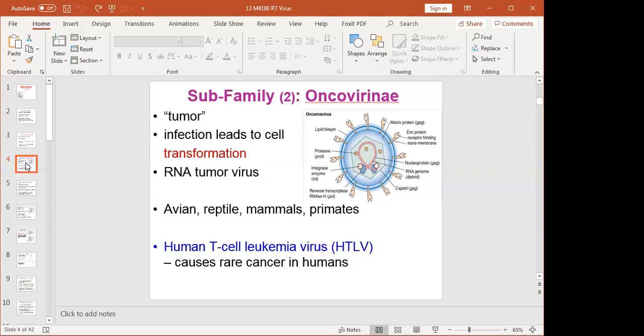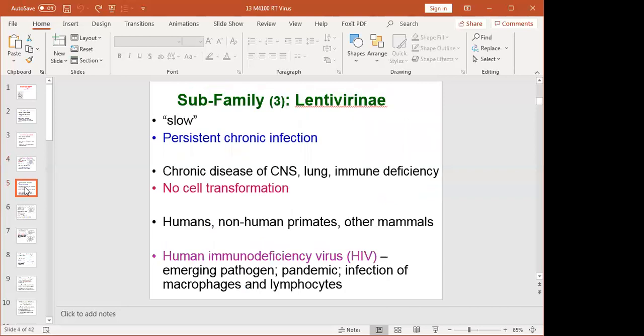So these are RNA tumor viruses, with a rather large repertoire of hosts; the host range is pretty broad, including avians, reptiles, mammals, and primates. A very famous virus in the family of Oncovirinae is called human T-cell leukemia virus, or HTLV, that causes rare cancers in humans.